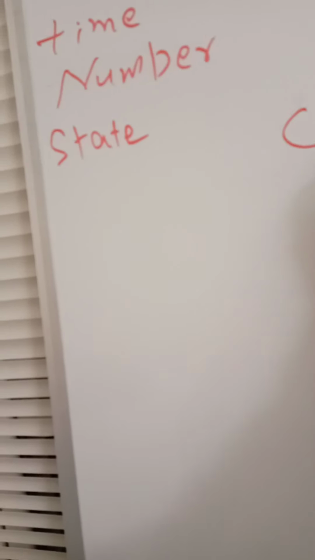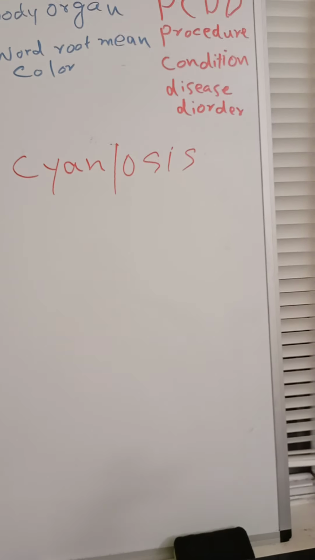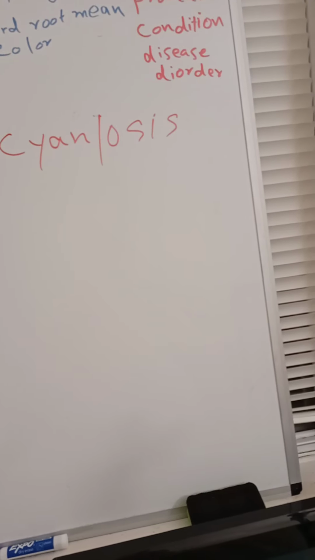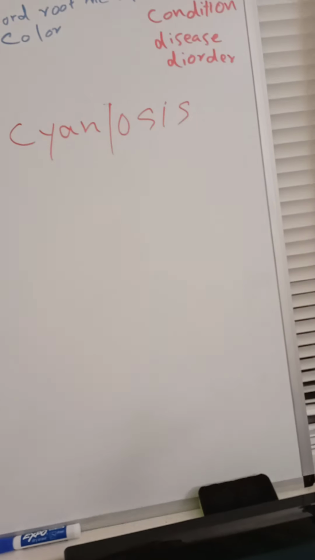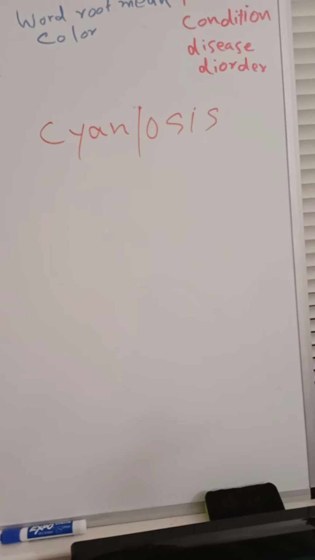Then next word is cyan. Cyan, C-Y-A-N, and O is combining. Cyano is the combining form of cyan. Osis means abnormal condition. So abnormal condition of blue. Cyan means blue, and osis means abnormal condition.